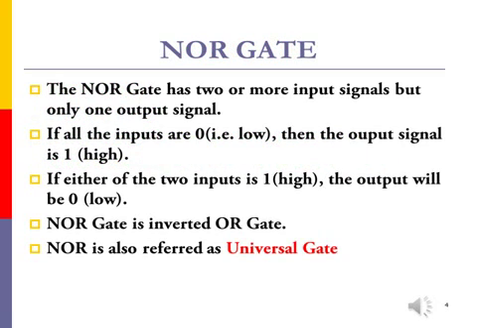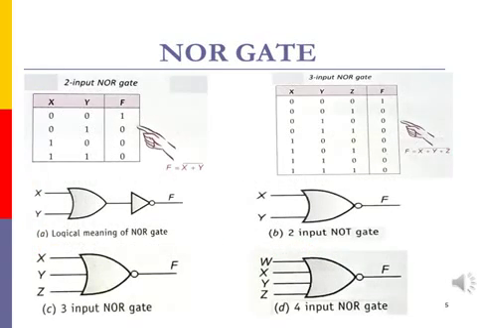The NOR gate has two or more input signals but produces only one output signal. If all the inputs are 0, then the output signal will be 1. If either of the two inputs is 1, the output will be 0. So the NOR gate is nothing but an inverted OR gate. The NOR gate can have as many inputs as desired. No matter how many inputs there are, the action of the NOR gate is the same. All 0 inputs produce output as 1.